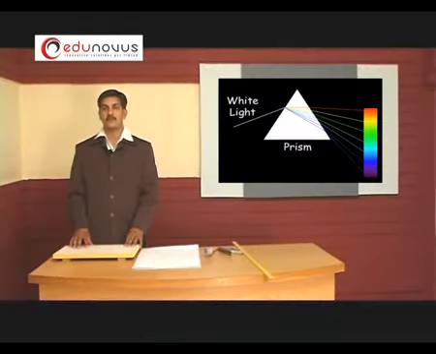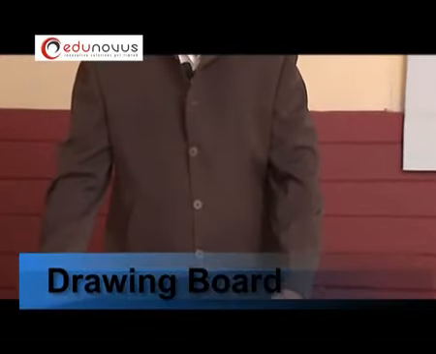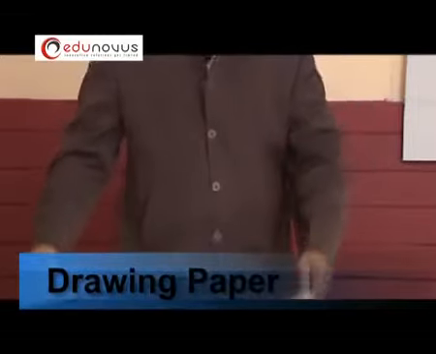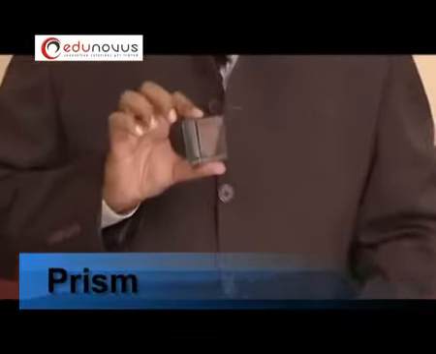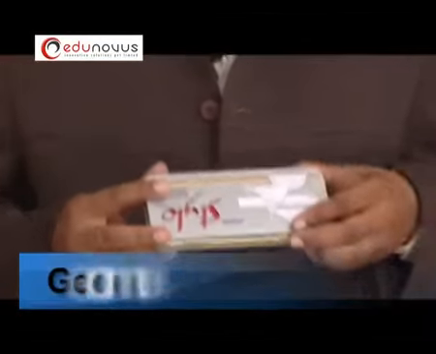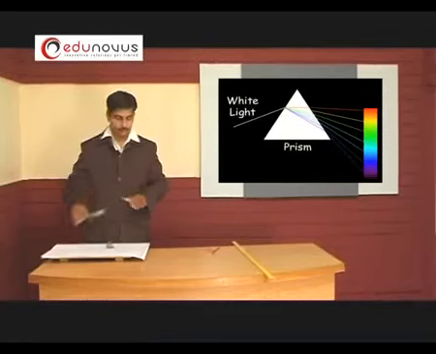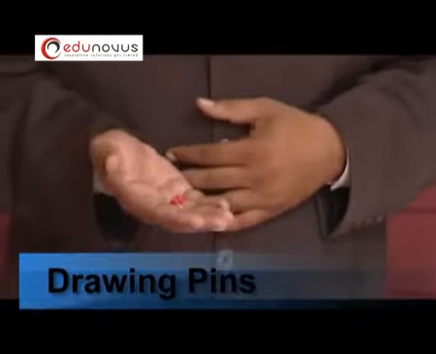The apparatus we are going to use in this experiment is drawing board, drawing paper, prism, geometry box, and drawing pins.